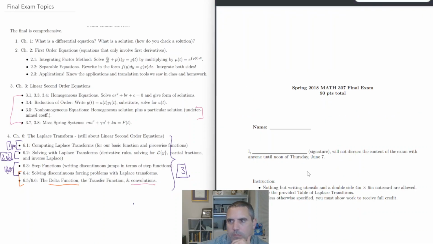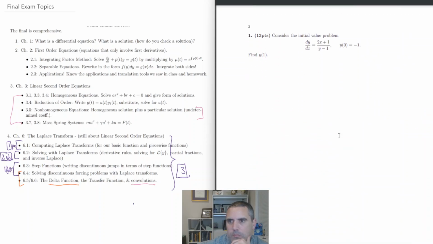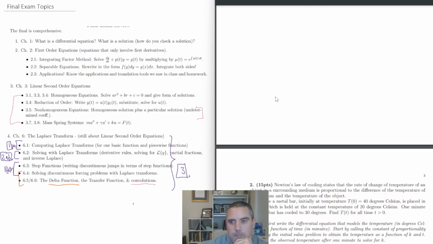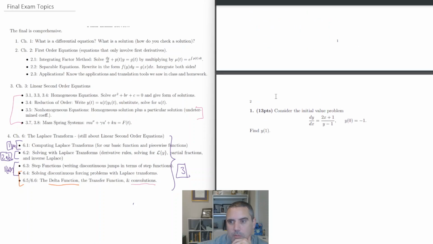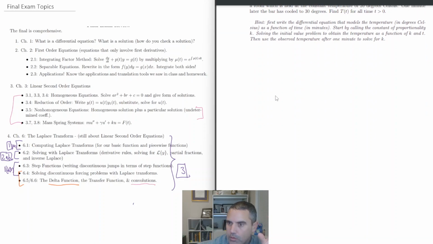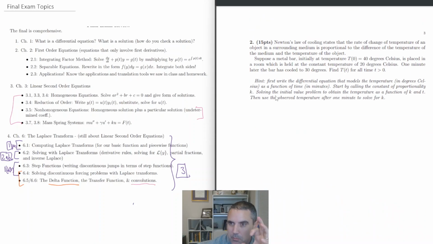Let's look at one more. Okay, that's a separable differential equation. That's a first order. So that's stuff you were doing back in chapter 2. You even do some of that in Math 125. So then we have a Newton's law of cooling. Again, that's chapter 2 sort of stuff. So it looks like this test was a bit more comprehensive.